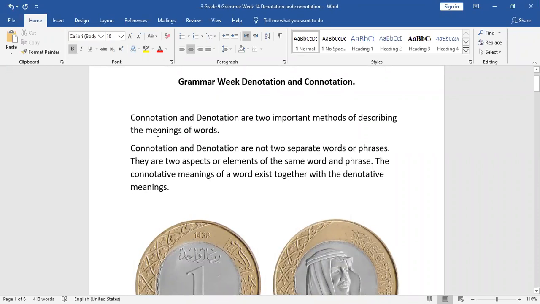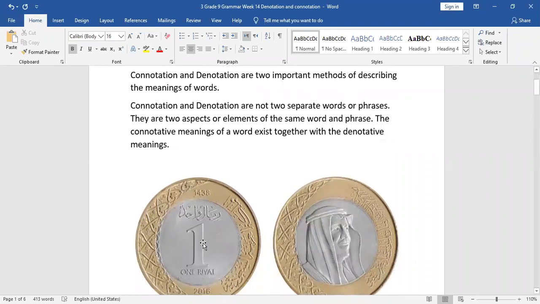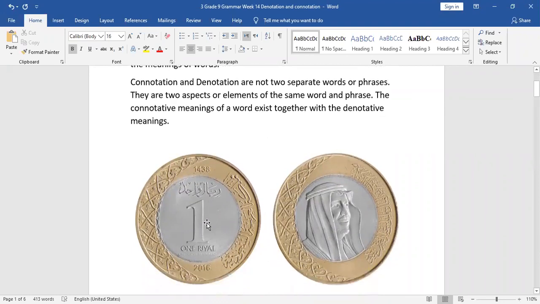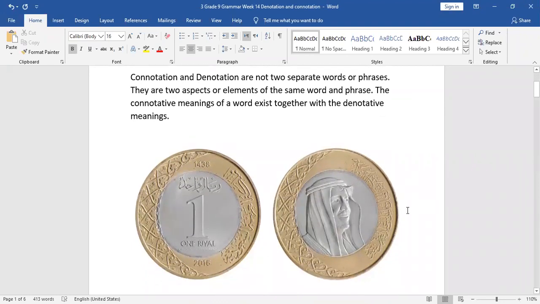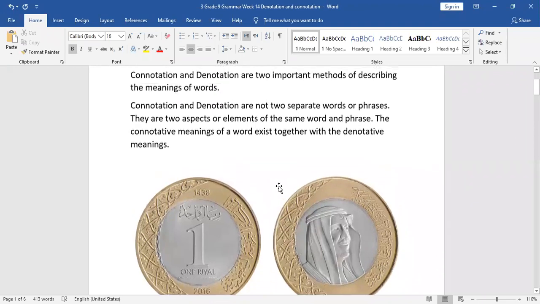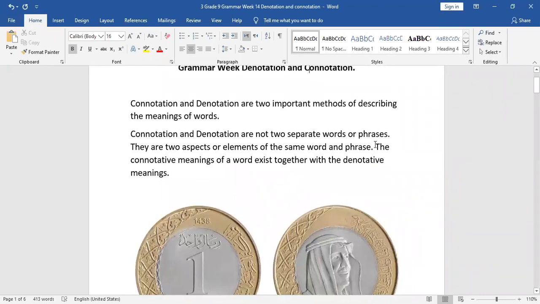Connotation and denotation are two important methods of describing the meaning behind words and certain phrases that we use in society. Connotation and denotation are not two separate words or phrases. They are, in fact, two aspects or elements of the same word or phrase. A good way of explaining that is to look at a coin. Think of connotation and denotation as two sides of the same coin, so two different meanings of the same word. And we're going to look at how that is possible.